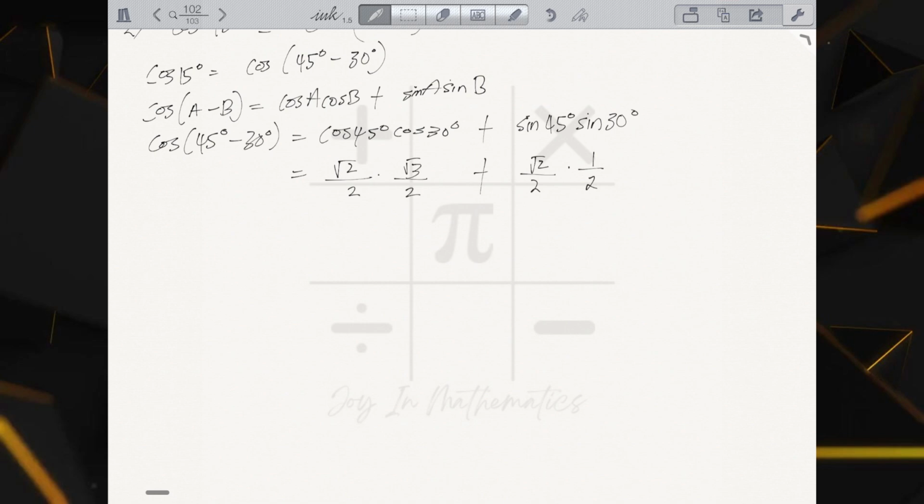So simplifying further, according to the rule of sorts, this will result in root 6, just as we had in the last example, over 4 plus root 2 over 4, and we factorize with 1 over 4. We'll have this give us root 6 plus root 2. And this is an expression for cos 15 degrees.